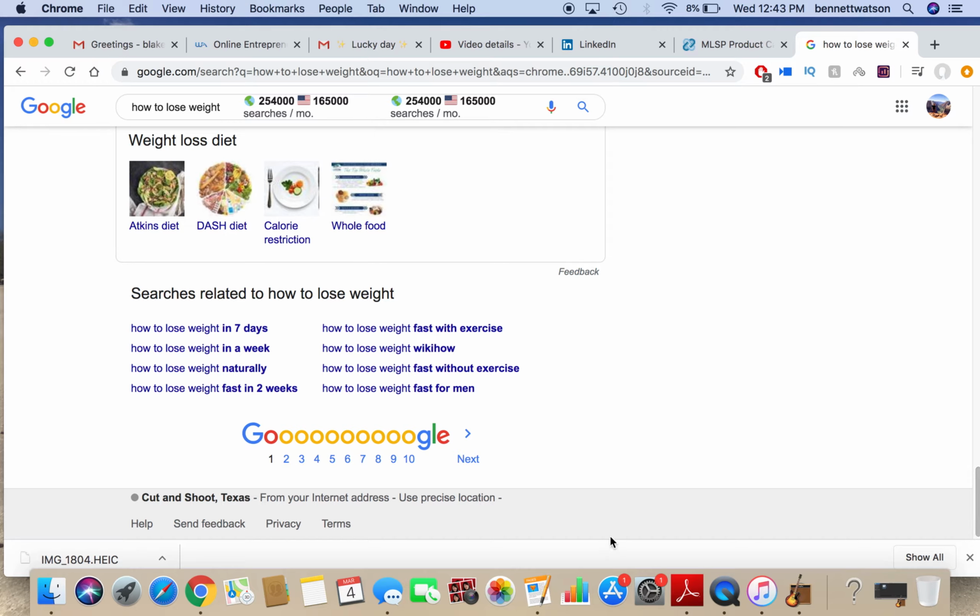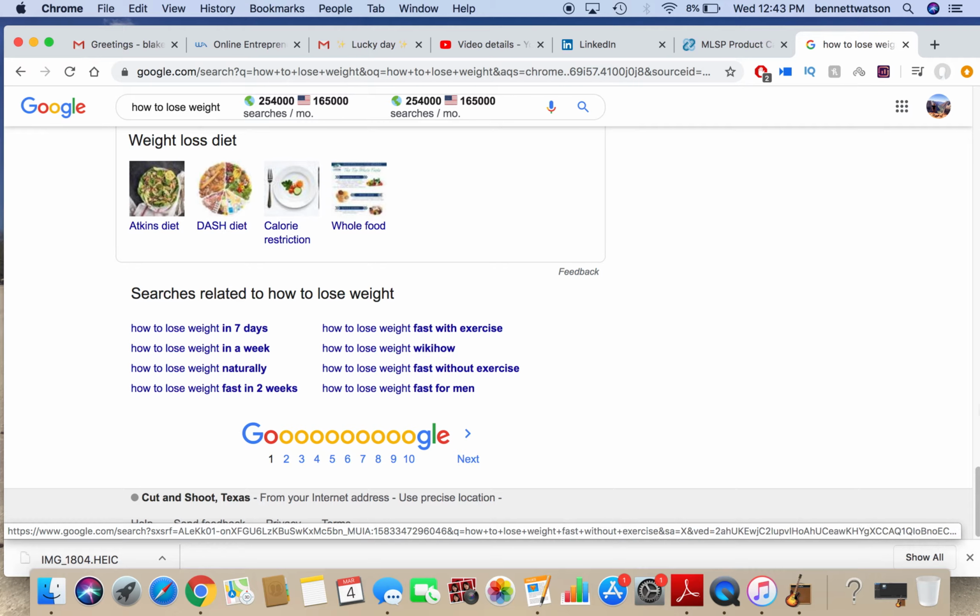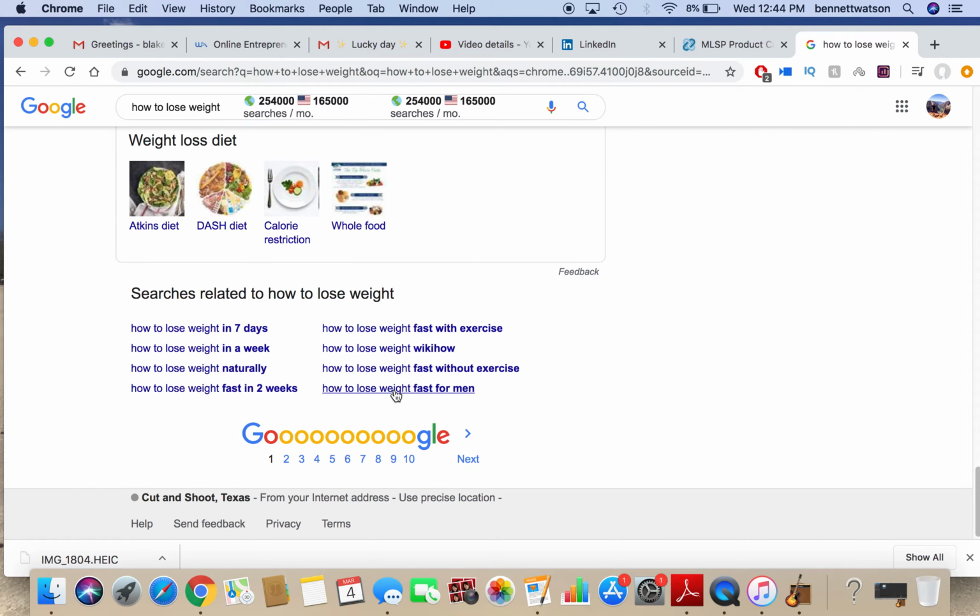And here, when you go to Google, always look at the bottom. You have all these different keywords that you can click on, and you can use that as content, because obviously people are looking for this stuff. So now you know exactly what people are looking for and what problems they are having.